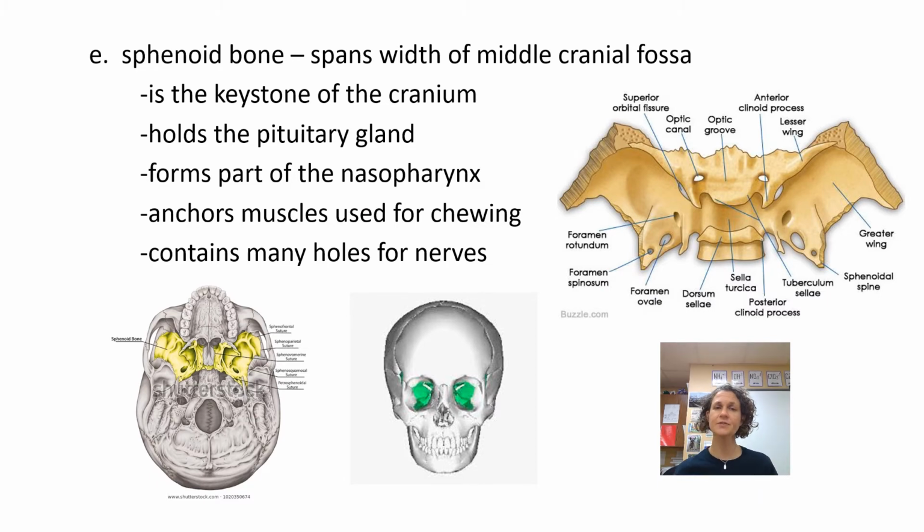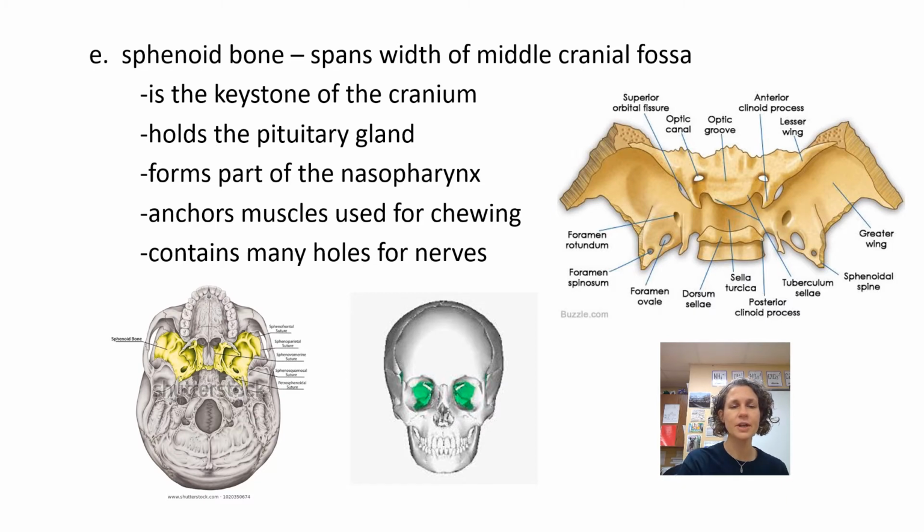Okay, so now the sphenoid bone. Actually, all of these internally would be considered those irregular bones that we talked about. The outer bones are going to be more of the flat bones, but this is definitely one of the irregulars. It goes basically all the way across your skull.